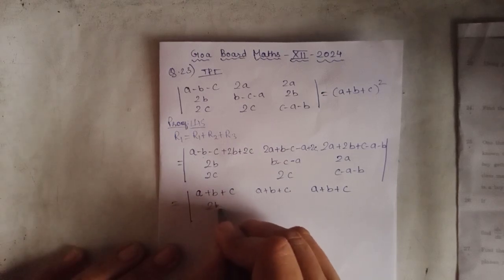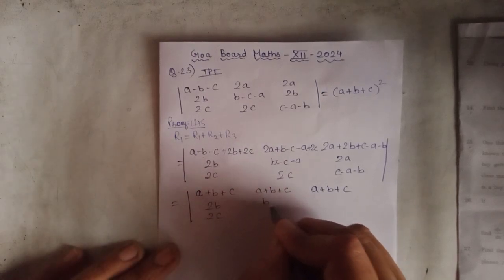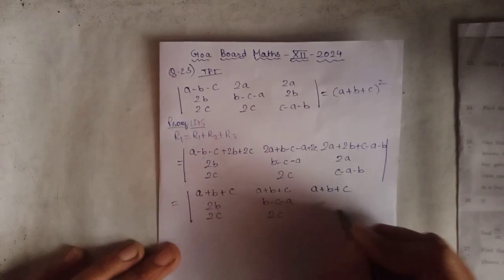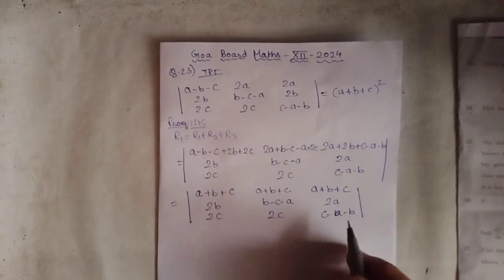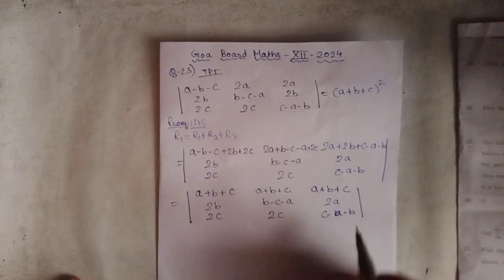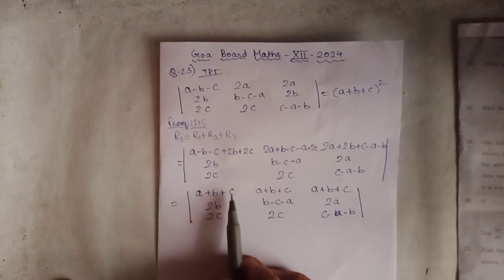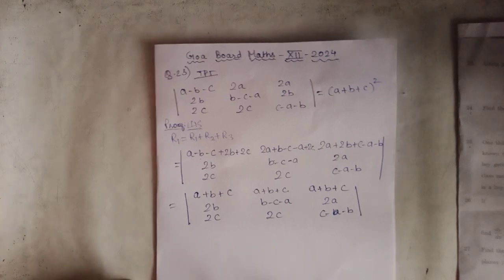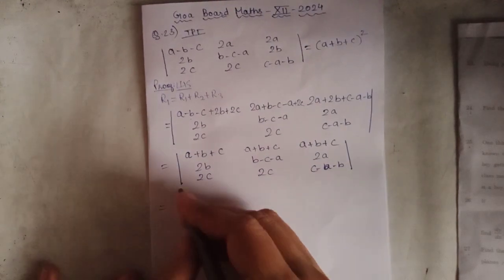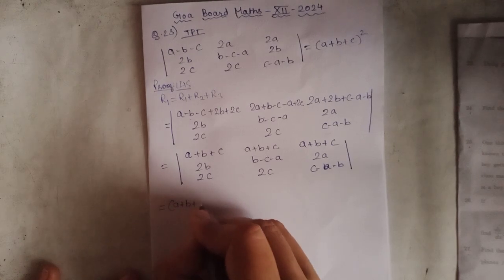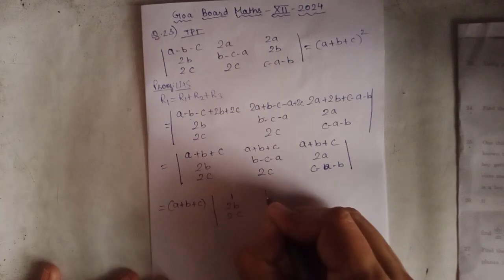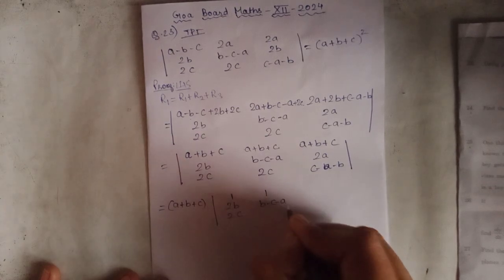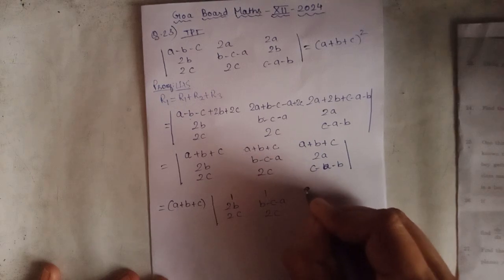Okay, so this we have done as we'll get a plus b plus c common. So you can take out a plus b plus c from row 1. Okay, so we can write this as a plus b plus c, 1, 1, 1.